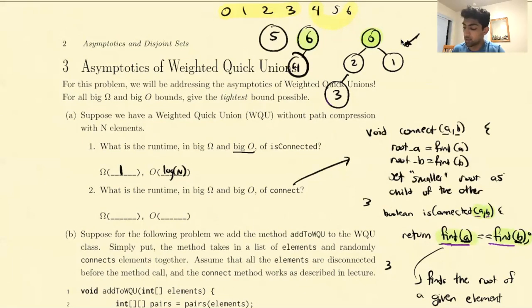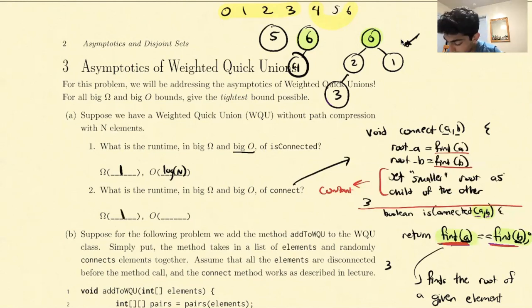Okay, so this is basically what connect is doing. So what we're going to notice here is that this operation runs in constant time, right? The only amount of work that we actually do in connect comes from find A, find B, which is the exact same work that we're doing in is connected. So connect has the same big O and big omega runtime as is connected, because it's essentially performing the same operations, and appropriately, I can give it the same bounds.